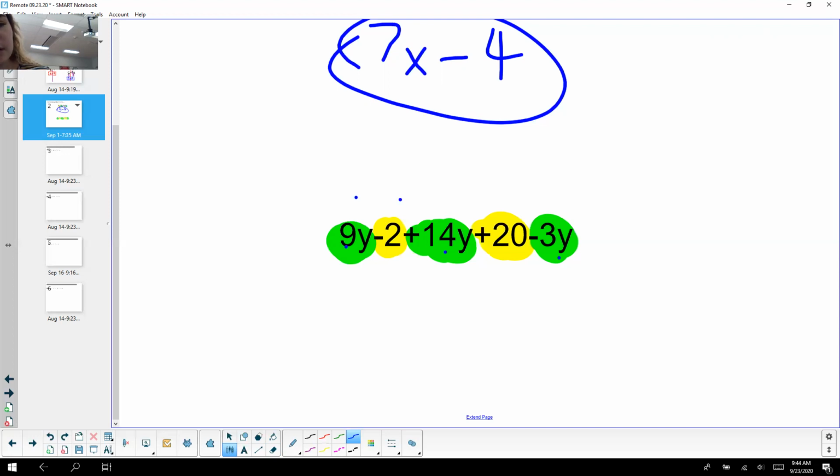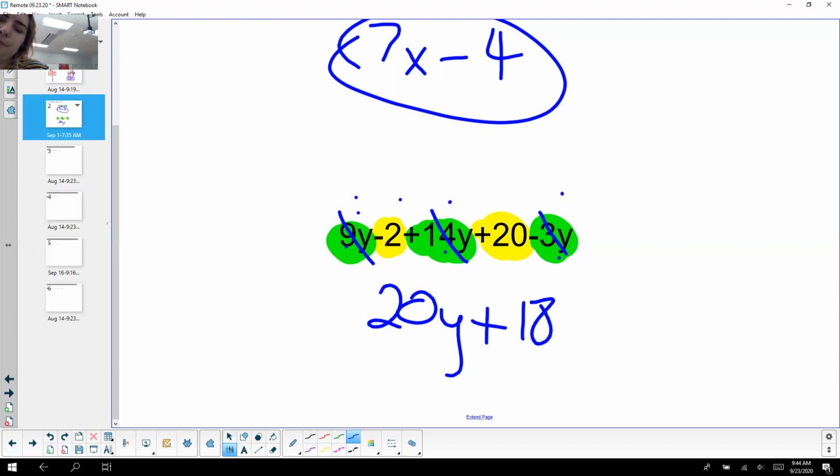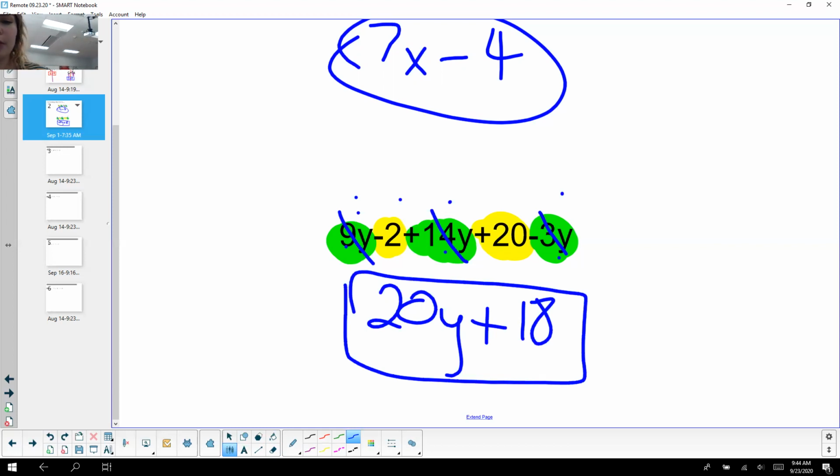So 9y plus 14, so you can go ahead and actually just pick up your calculator. 9 plus 14 minus 3. And all I'm doing is 9 plus 14 minus 3. And so we've got 20y. So I have combined all of those. Next, we're going to go ahead and combine our constants. So -2 plus 20. In your calculator, you can go ahead and enter -2 plus 20. That's going to give me +18. And we are done with those two.